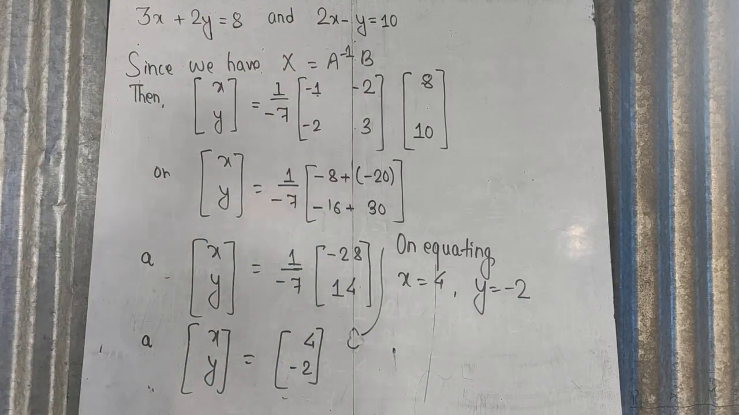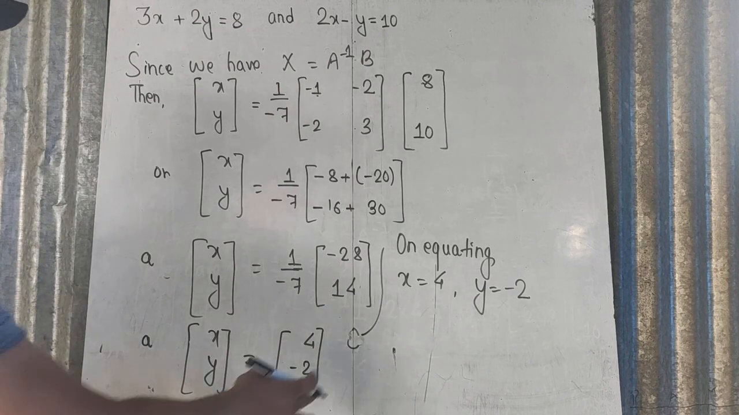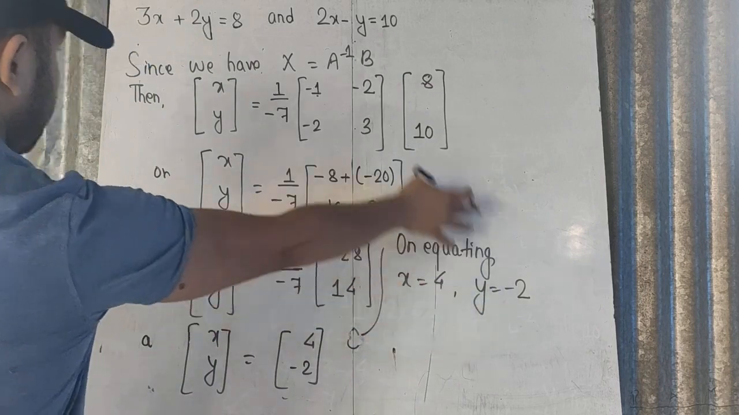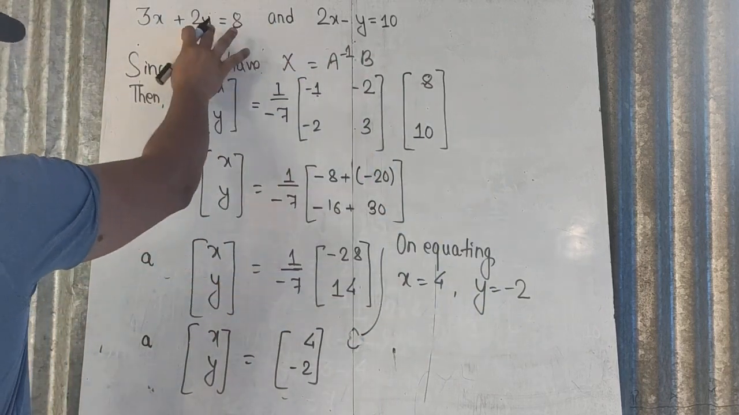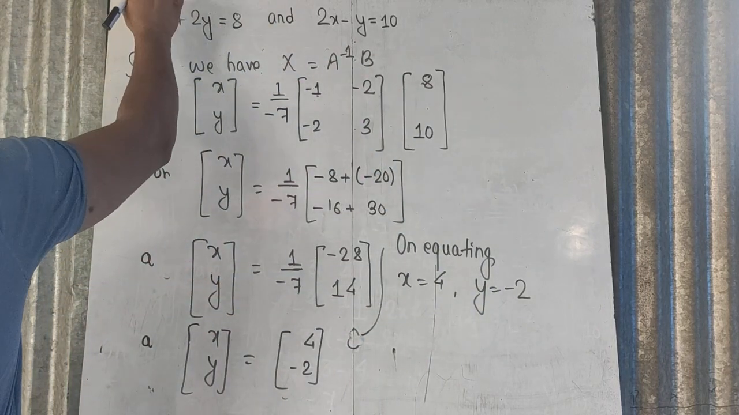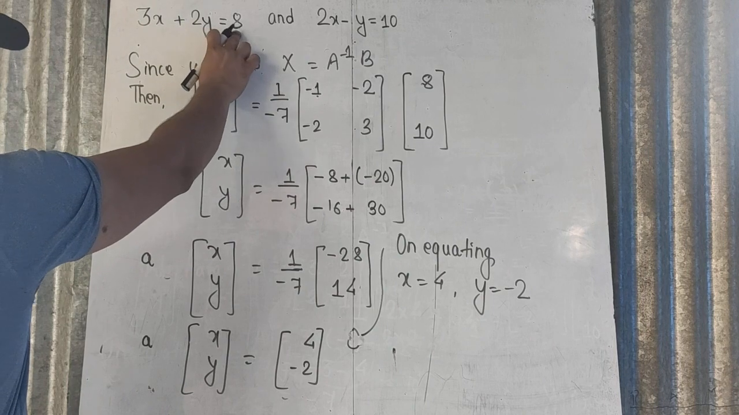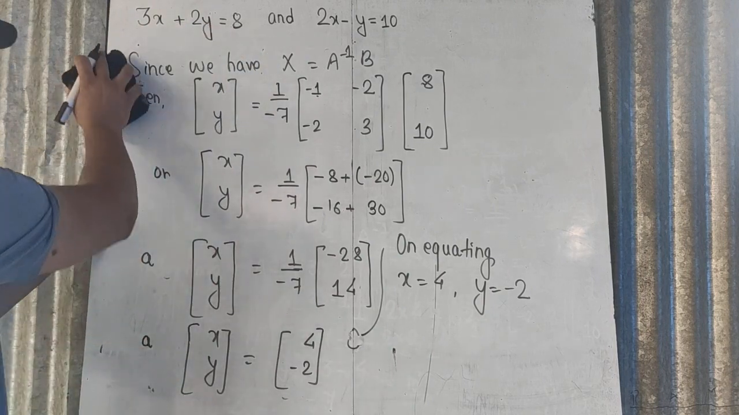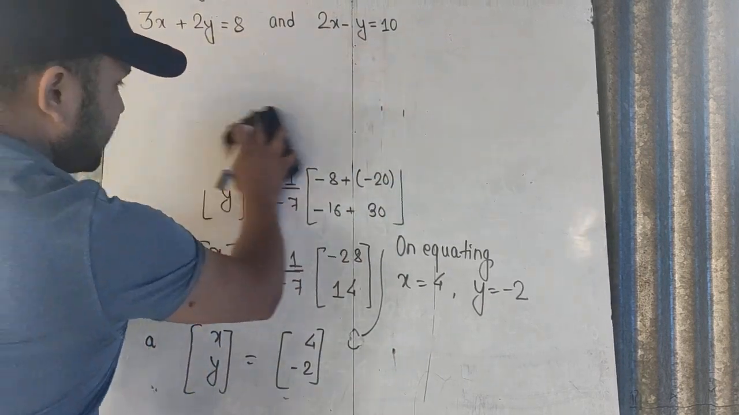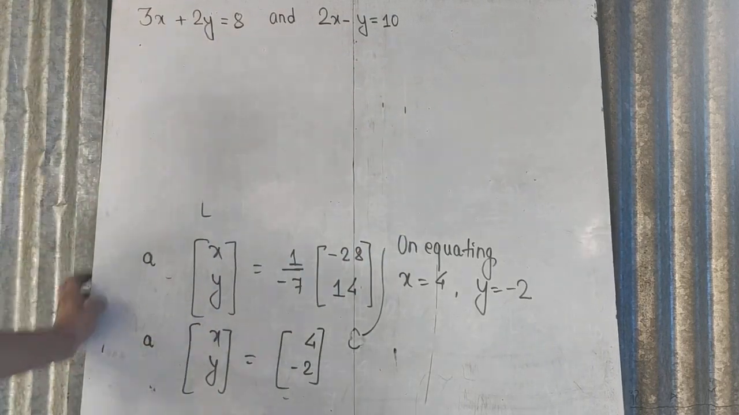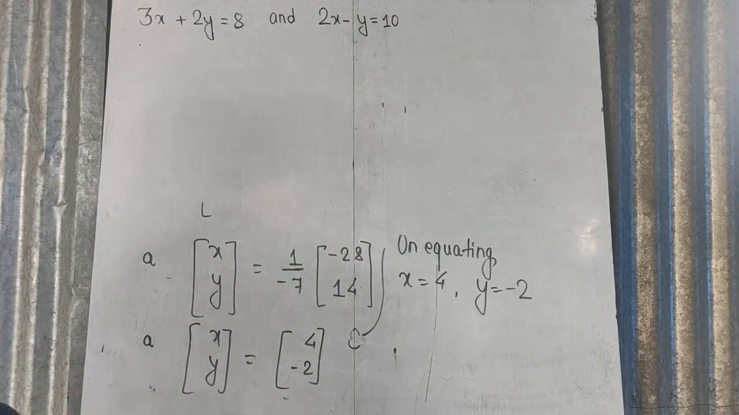Now if you want to check whether you are correct or not, you can check the answer by putting these values here, by putting x as 4 and y as minus 2, and checking whether it satisfies the condition to be 8 or not. Let's check it. This checking is not necessary from the perspective of examination, but still you can satisfy yourself, proving that your answer is correct.